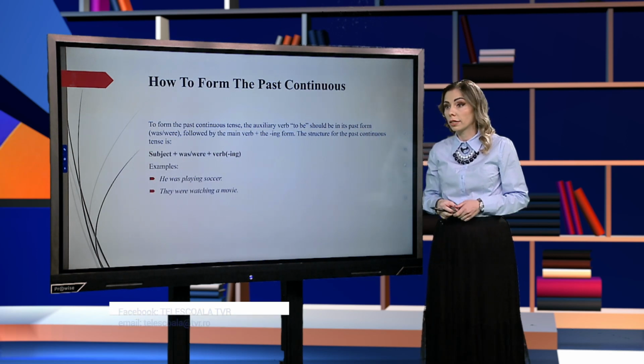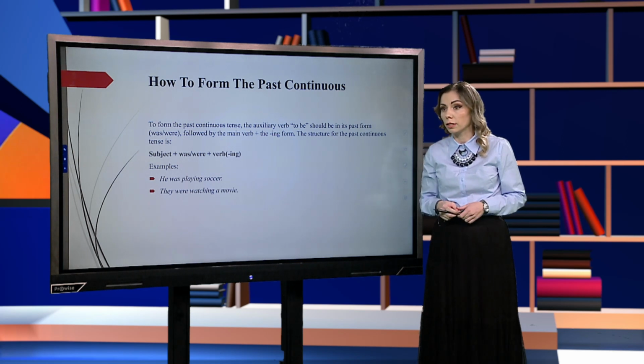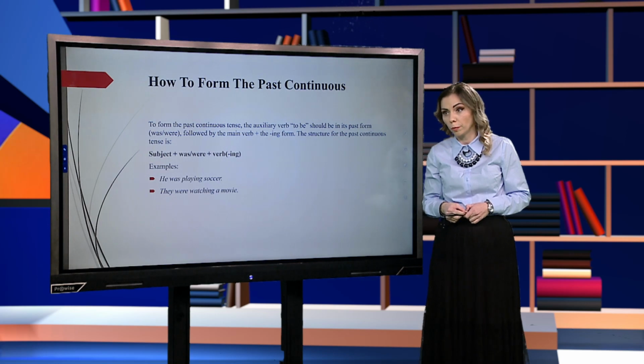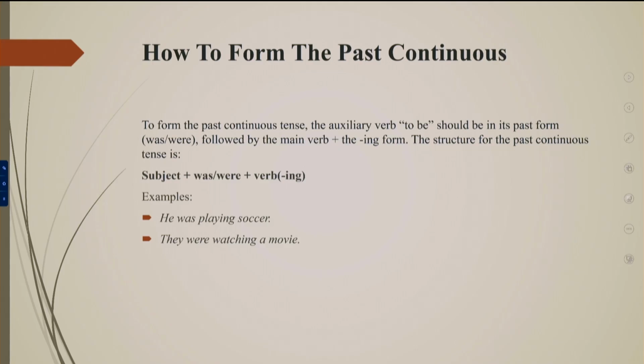How to form the past continuous tense? Well, it is very easy. To form the past continuous tense, we put the auxiliary verb to be in the past form, was or were, followed by the main verb and the ing form. So the structure for the past continuous tense is subject plus was or were plus verb plus ing. And you have here two examples. He was playing football and they were watching a movie.